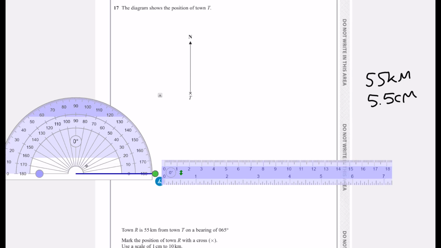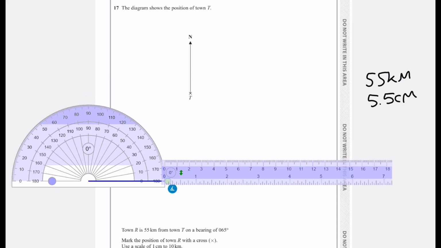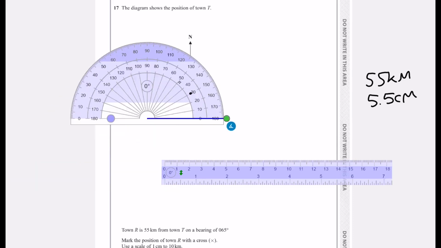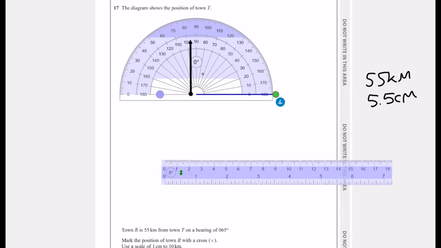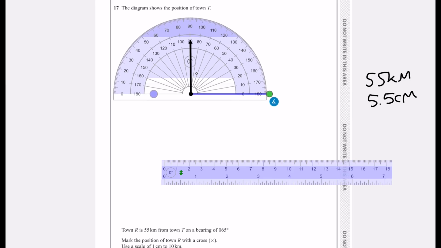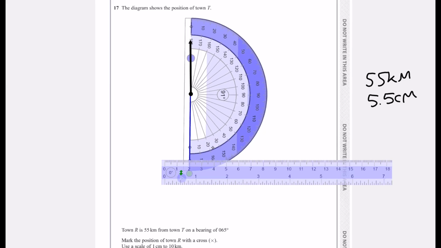So we're going to measure 65 degrees. Let's put a little mark here just so I can see it. So I'm measuring, and let's put the north line on as well so I can see that. So I'm measuring, I'm going to spin it around. So 0 is lined up with my north line. And then I'm going to measure 65 degrees. So 0 all the way around to 65, which is there.